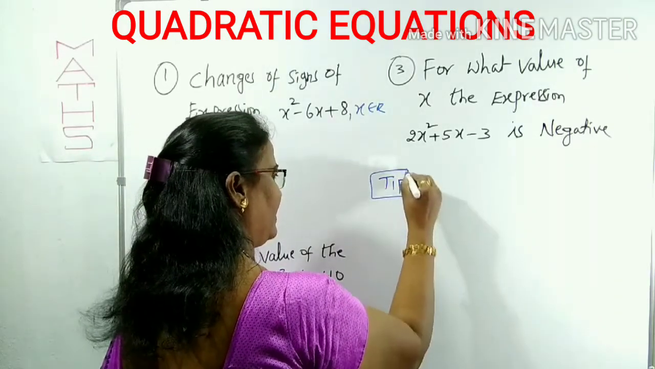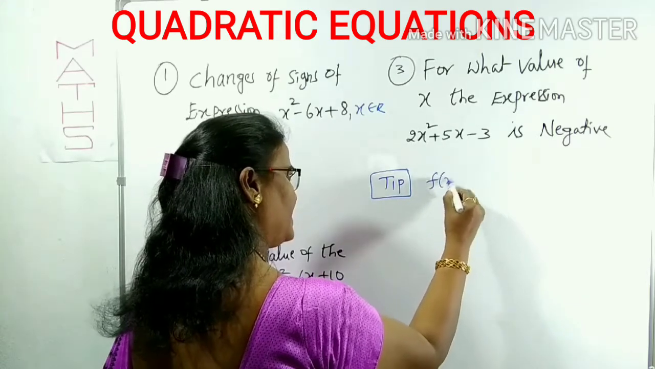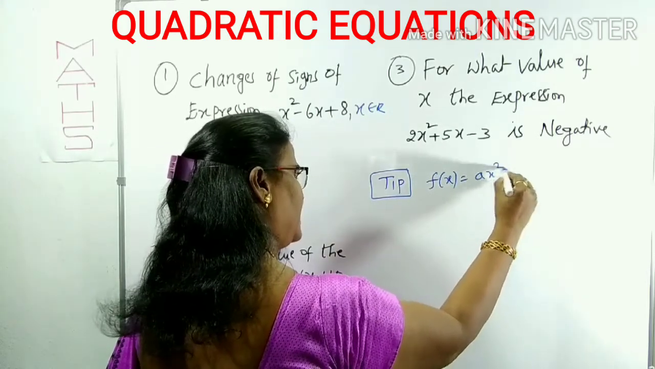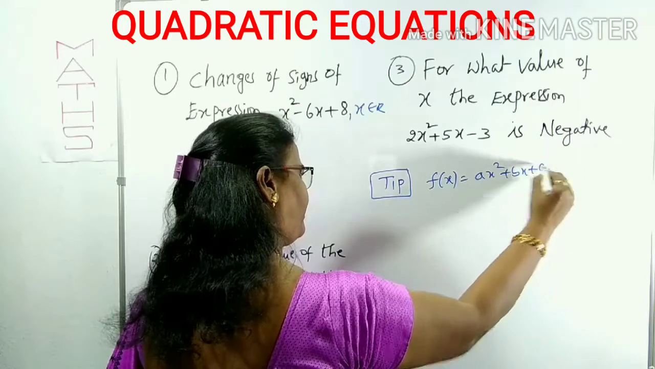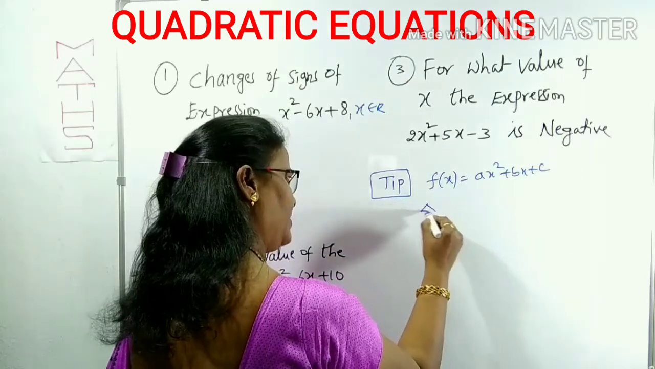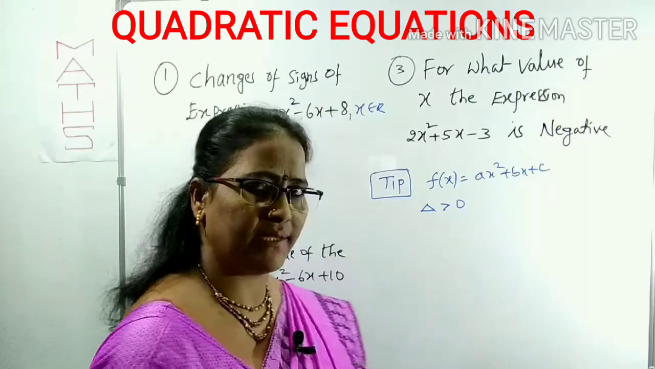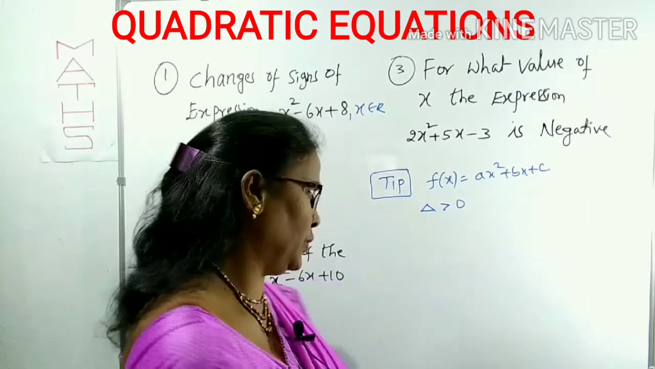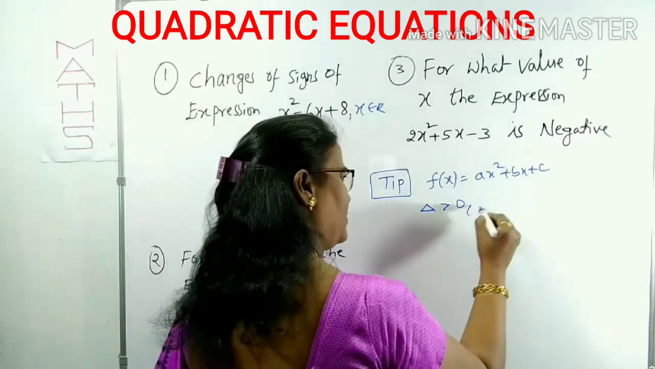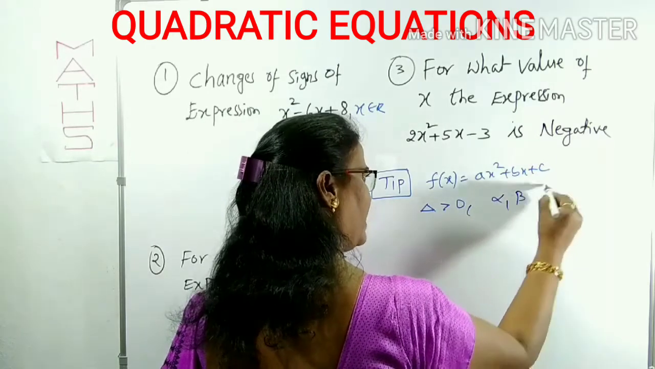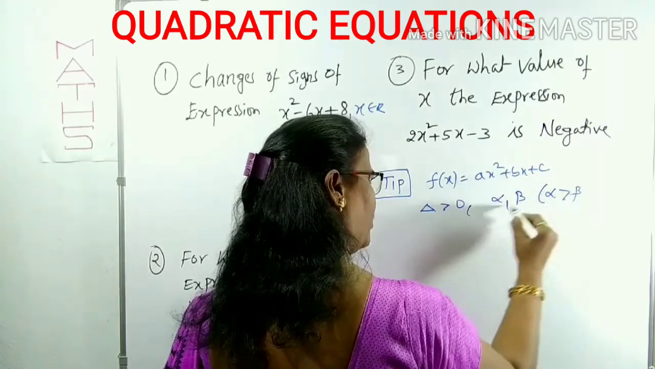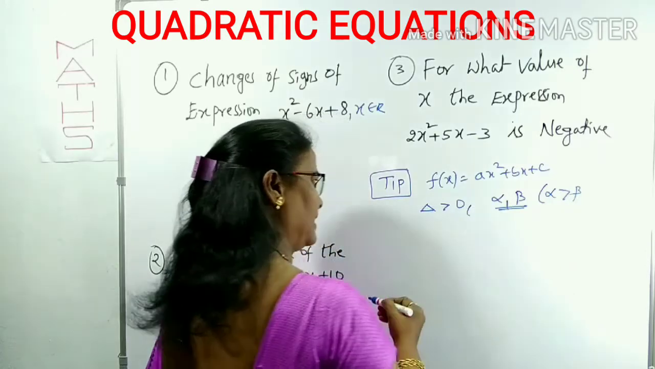First, we take the given expression for our convenience as f of x equals ax squared plus bx plus c. We check the delta value. Suppose delta is greater than 0. Then, as I said, it has 2 distinct real roots, alpha and beta, where alpha is greater than beta. We can find them if delta is greater than 0.